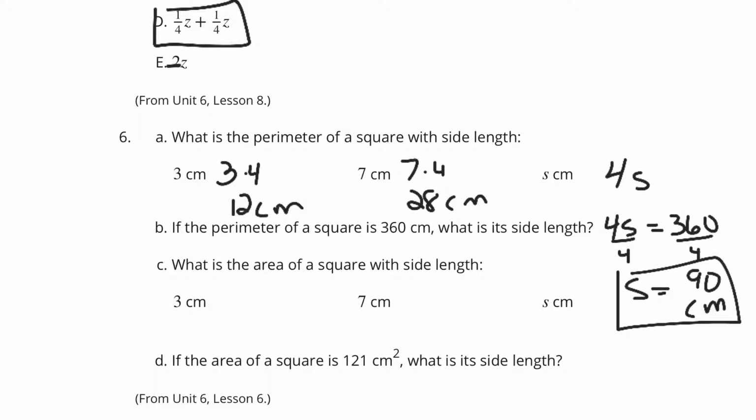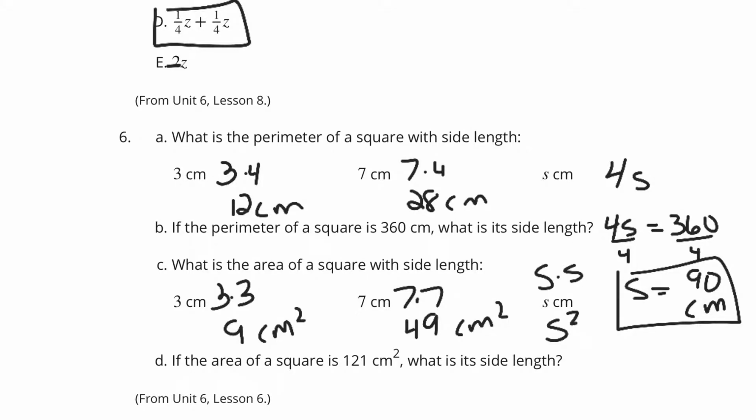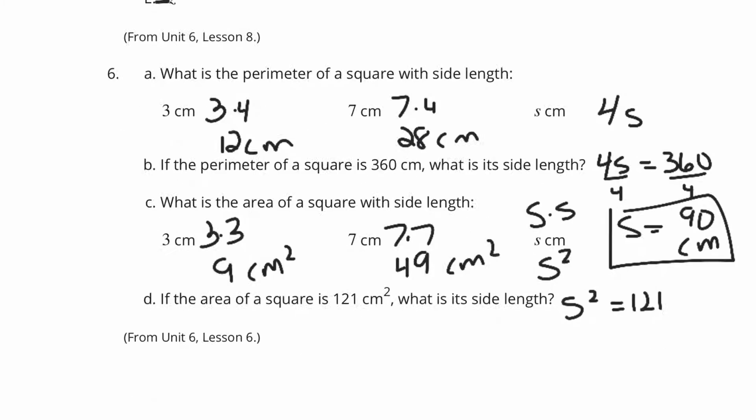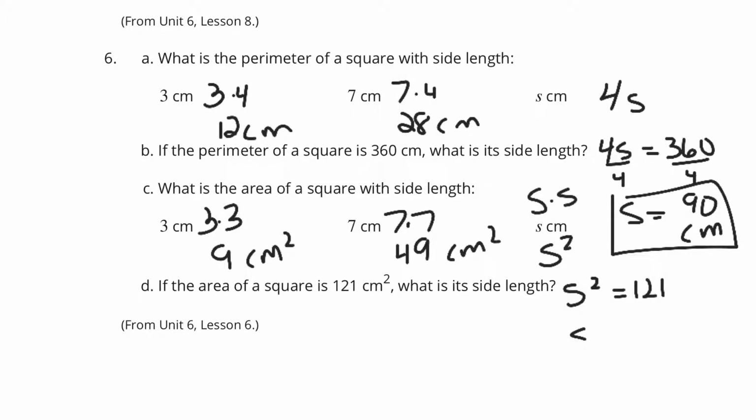centimeters. Now, area, there you would go side squared, or 3 times 3 is 9. 7 times 7 is 49. And of course, our units here are square centimeters. And then for s, it would just be s times s, or side squared. And so if the area is 121, what's the side length? Well, if the side squared is equal to 121, what number times itself is 121? That's going to be 11, because 11 times 11 is 121.